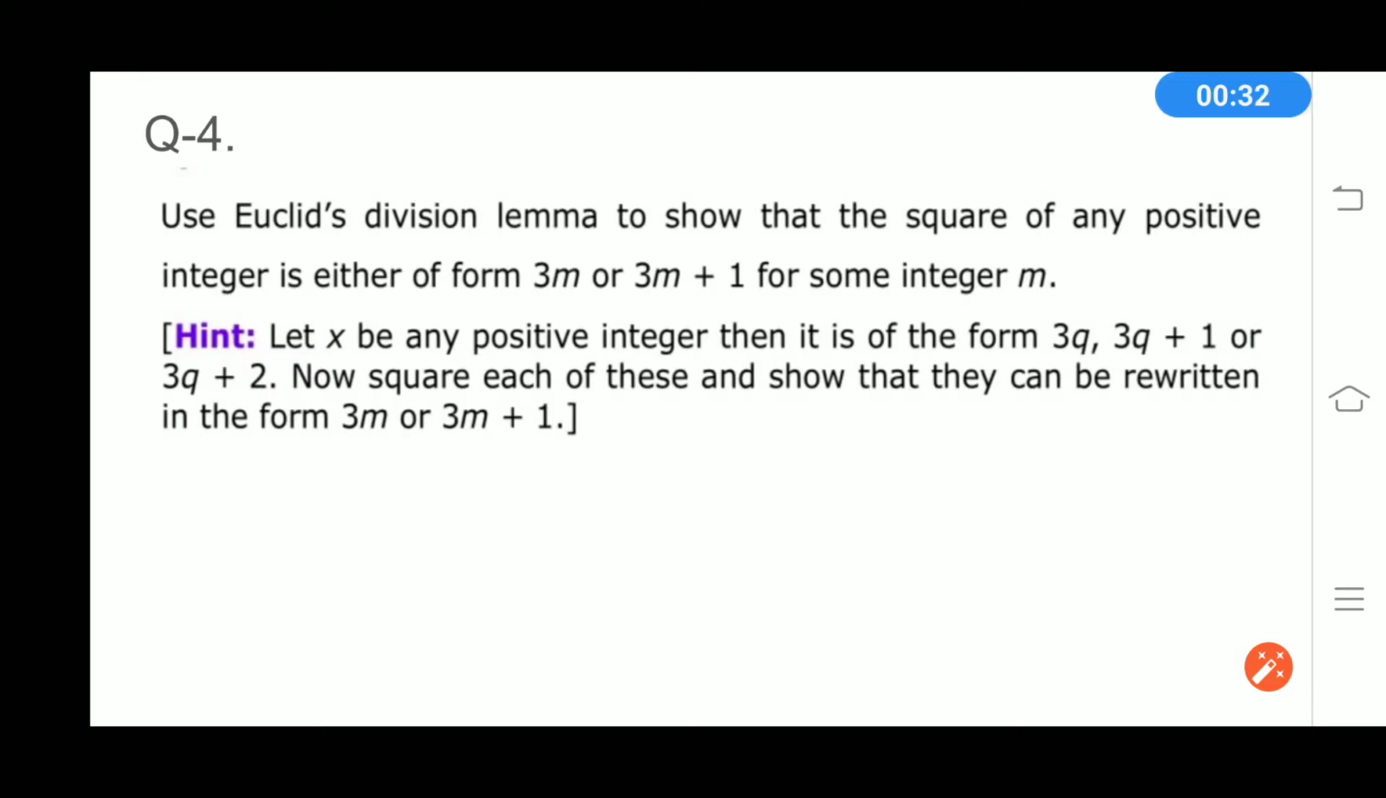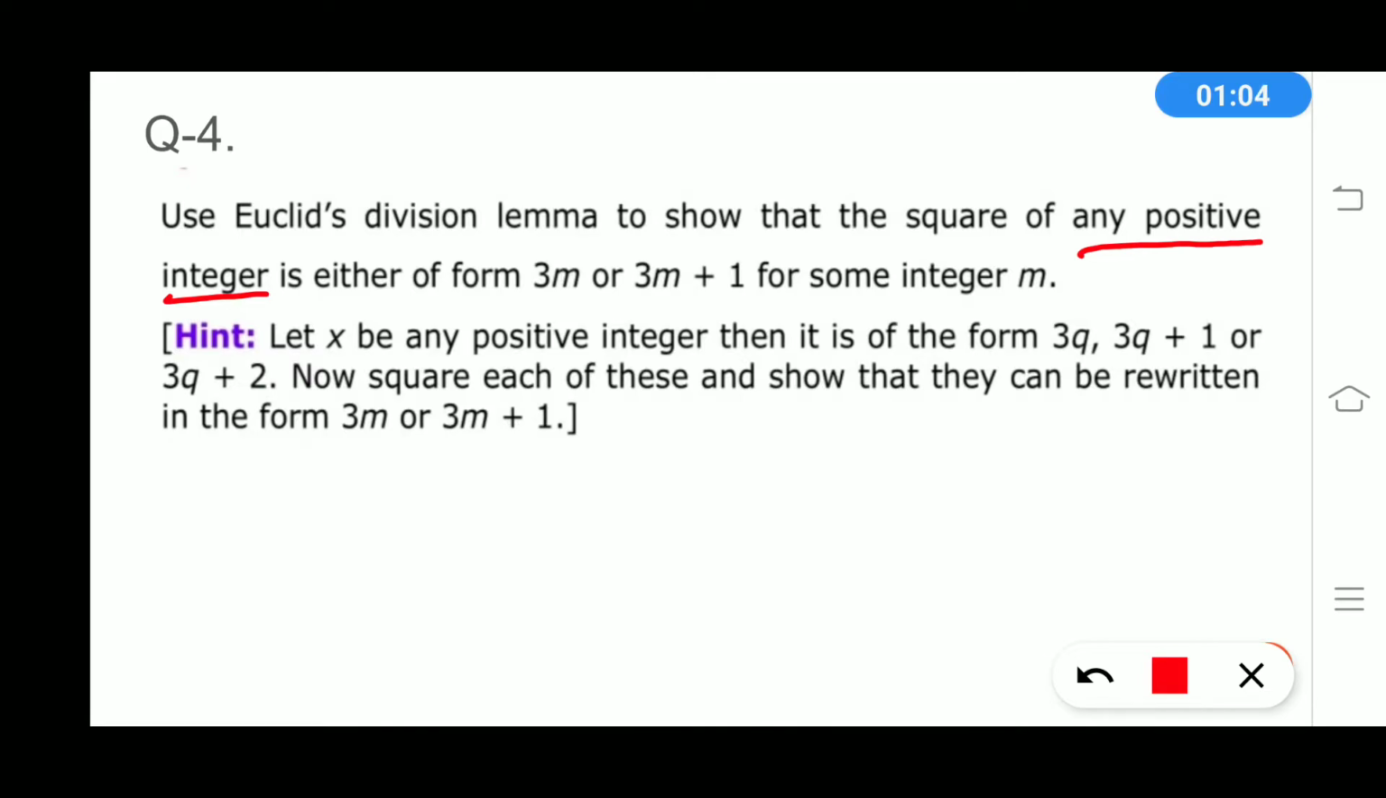In this problem, a hint is also given. The hint is: let x be any positive integer, then it is of the form 3q or 3q plus 1 or 3q plus 2. Now square each of those, that means 3q plus 1 and 3q plus 2, and show that they can be rewritten in the form of 3m or 3m plus 1. In your question, it is any positive integer.